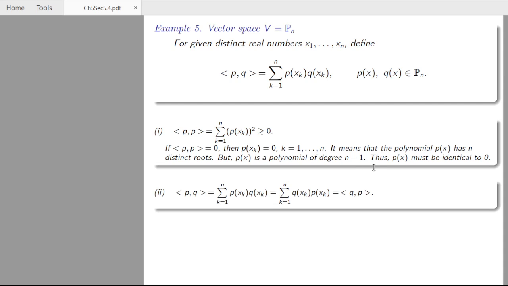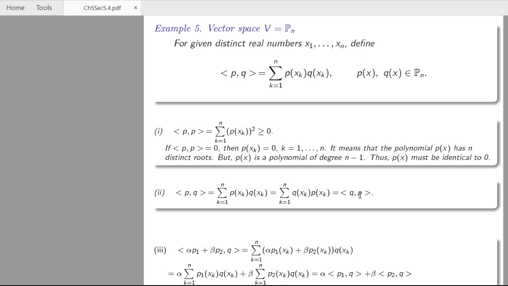The second property is simple. We evaluate the operation between p and q. By the definition, that's the sum of p(xk) times q(xk). And of course, we can change the order, so we write it as q(xk) times p(xk). By the definition, that's equal to the operation between q and p. So the second property for inner product is true.